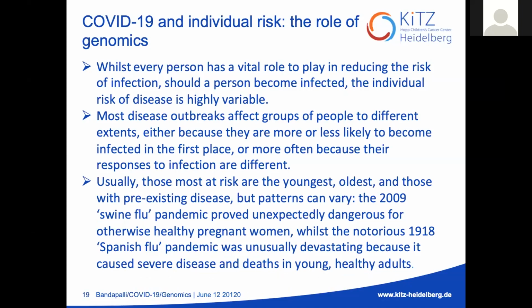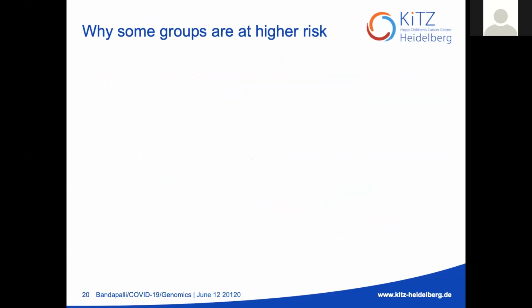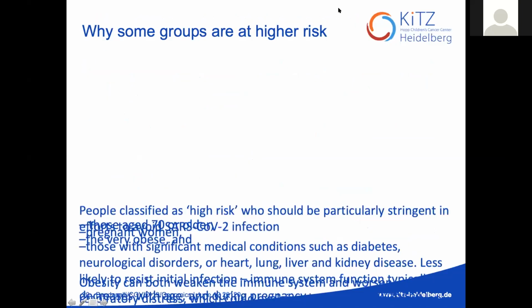The swine flu pandemic in 2009, for example, proved unexpectedly dangerous for otherwise healthy pregnant women, while the notorious 1918 Spanish flu was unusually devastating because it caused severe disease and death in young, healthy adults. So it's very important to know how the genomic structure and also other conditions play a role in disease onset and severity. Why are some groups at higher risk?